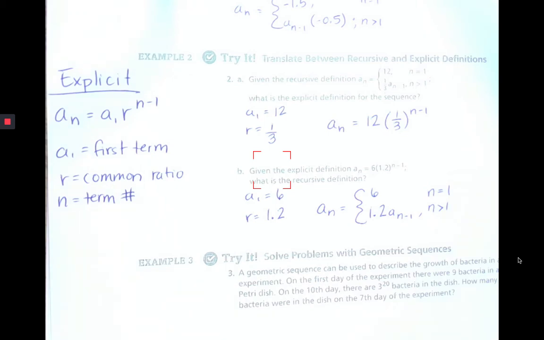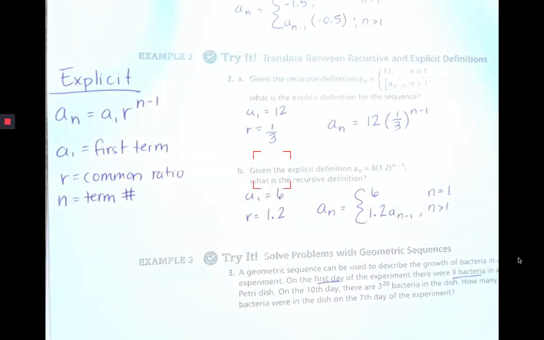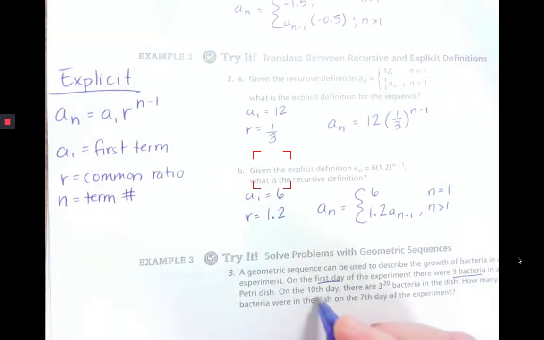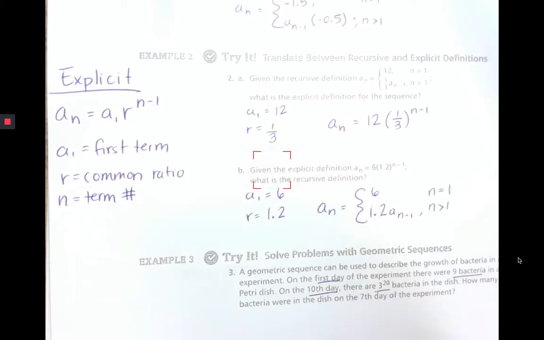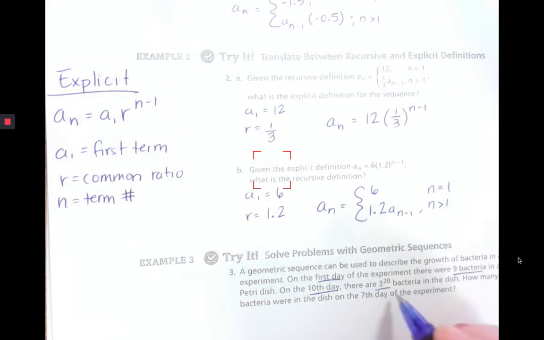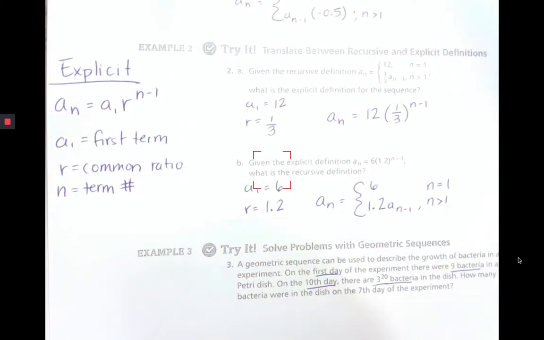All right, example 3 says a geometric sequence can be used to describe the growth of bacteria in an experiment. On the first day of the experiment, there were 9 bacteria, so that's going to be important. First day, there were 9 bacteria in the petri dish. On the 10th day, there were 3 raised to the 20th power bacteria in the dish. How many bacteria were in the dish on the 7th day of the experiment?